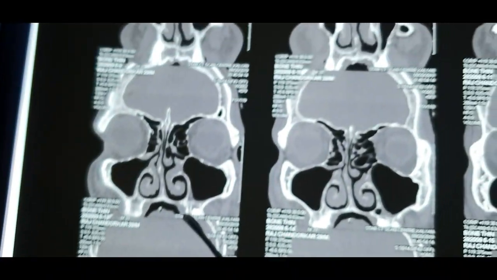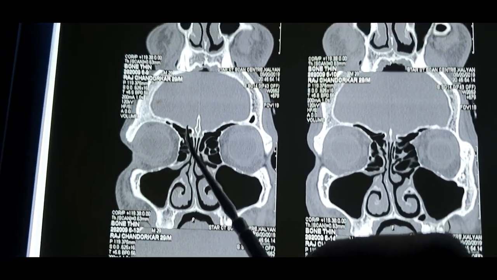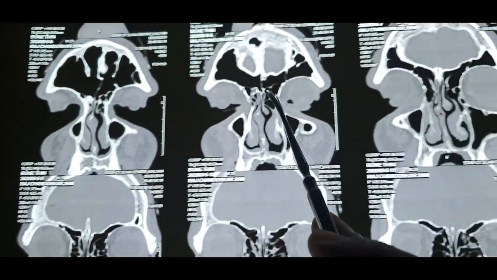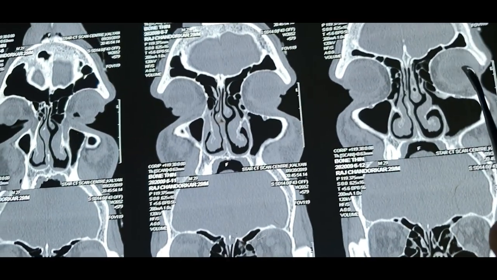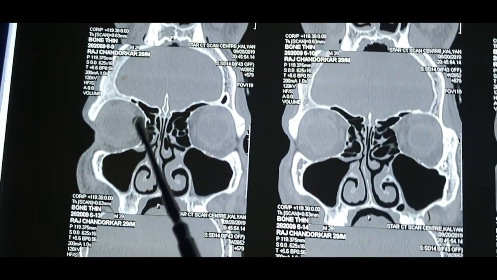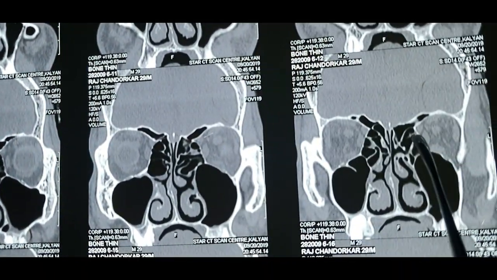So the changes occurring are, once you are in the anterior ethmoids, see the orbit. The orbit is properly spherical. It is circular. This is a spherical orbit.